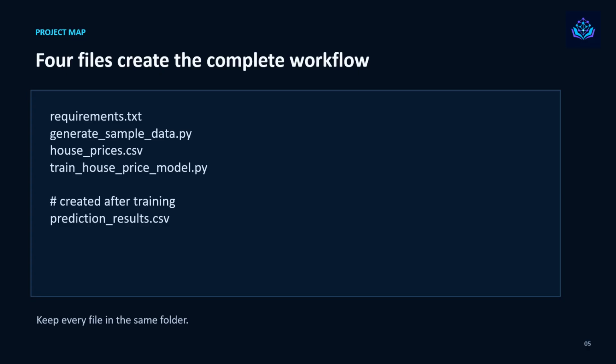The project begins with 4 simple files. Requirements.txt lists the packages. Generate sample data.py creates the synthetic house records. Houseprices.csv stores those records. TrainHousePriceModel.py loads the data and trains the predictor. After we run the model, it will also create predictionResults.csv so we can compare actual and predicted values.